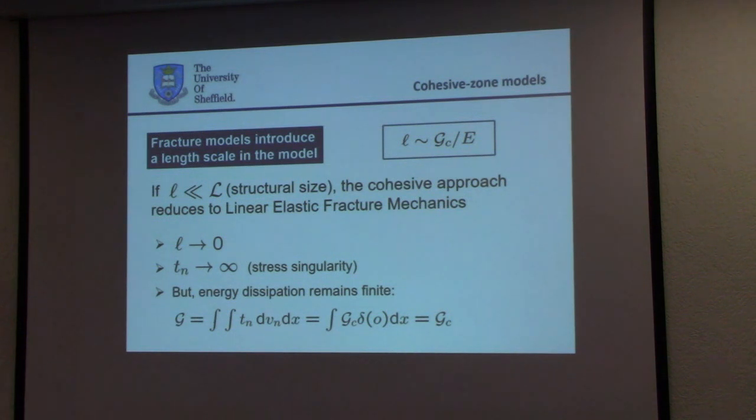In fact, when your length scale becomes much smaller than your structural dimension, the cohesive approach reduces to linear elastic fracture mechanics. Because if L goes to 0, in that case, your traction at the crack tip becomes singular. And you retrieve the classical stress singularity of linear elastic fracture mechanics at the sharp crack.